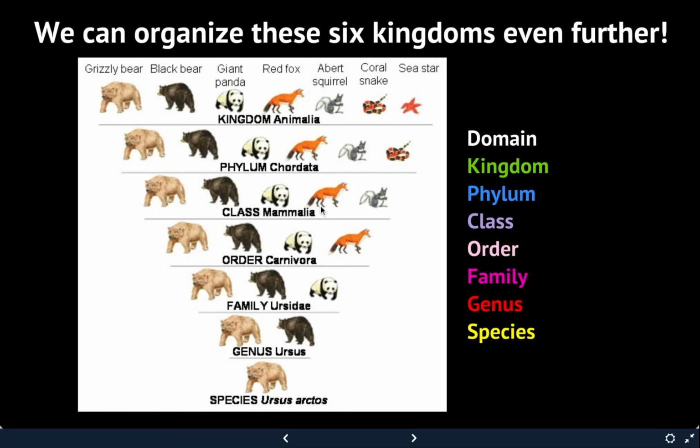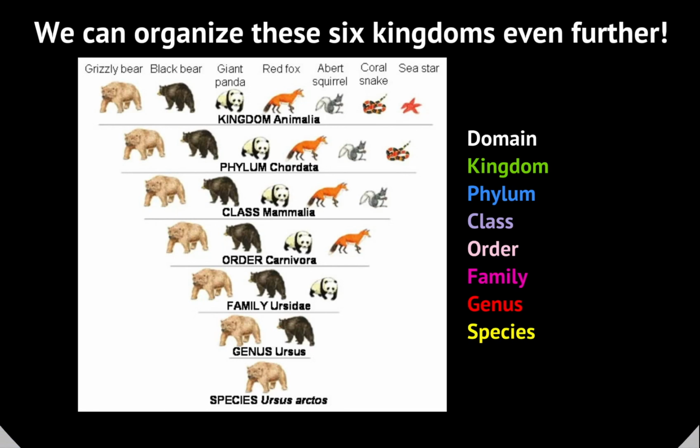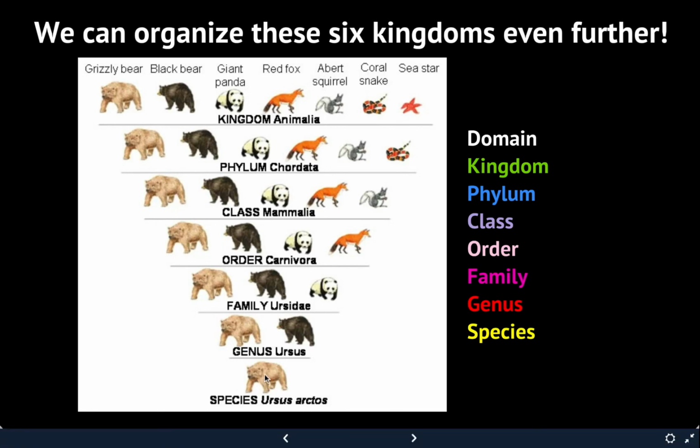Only mammals are found in the class Mammalia. So the reptile, which is a snake, gets taken out. Then you get more specific. Underneath the order Carnivora are only carnivorous or meat-eating animals. Then the family Ursidae has only the bears, so the fox gets taken out. Then the genus Ursus is only these type of bears, and finally this is the specific species. So the most specific is species. The broadest or biggest is domain.